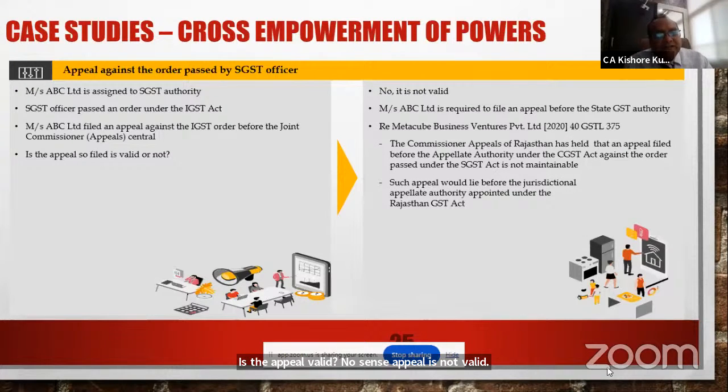Law clearly provides that if the order is passed by the state officer, then any appeal, any rectification against that order shall lie before the state appellate authority. It cannot be filed before the central appellate authority. Recently, Commissioner Appeals of Rajasthan in the case of MetaCube Business Ventures has clearly provided that an appeal filed before the appellate authority under the CGST Act against the order of SGST Act is not maintainable.